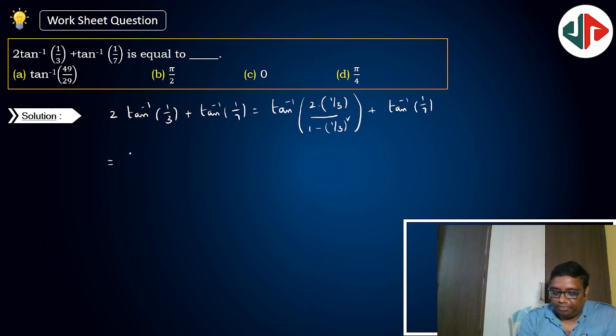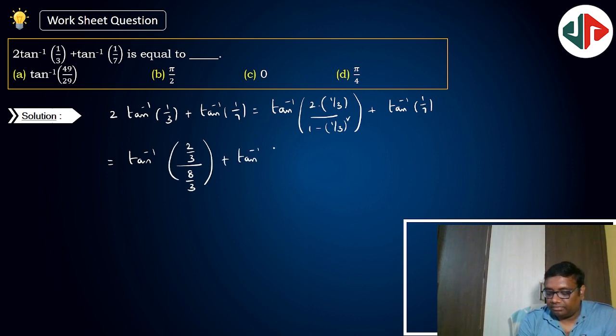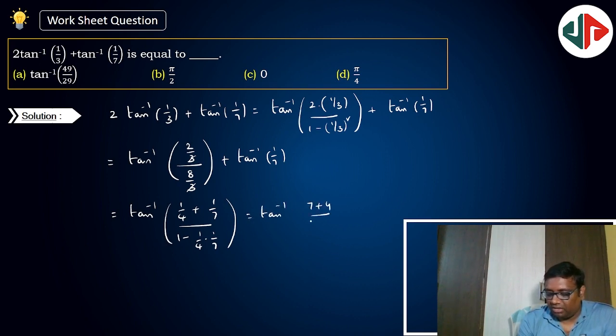So it is nothing but tan inverse of (2 by 3) by (9 minus 1) by 9, plus tan inverse of 1 by 7. So it is nothing but again tan inverse of x plus y only. So (1 by 4 plus 1 by 7) by (1 minus 1 by 4 into 1 by 7). So this value is tan inverse of (7 plus 4) by (28 minus 1). So this value is 8 by 9. Sorry, 8 by 9 means 3.